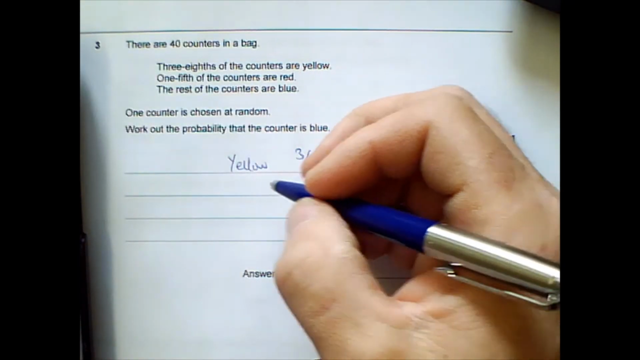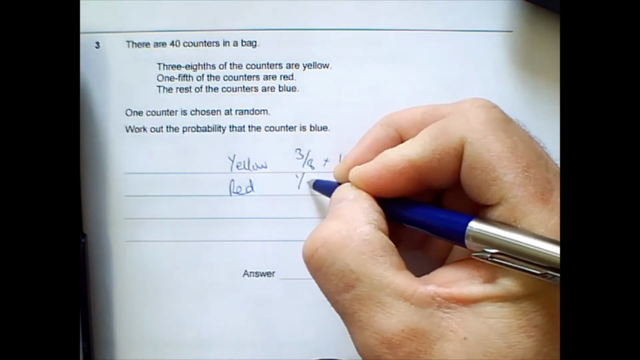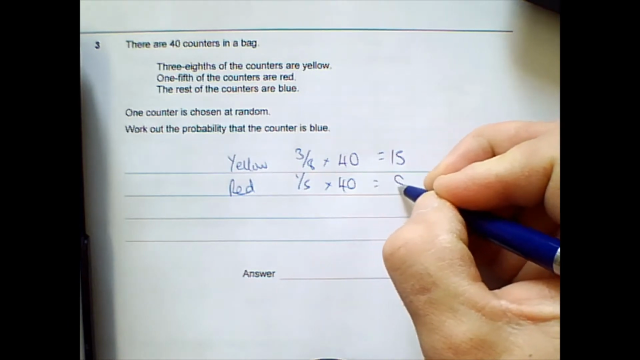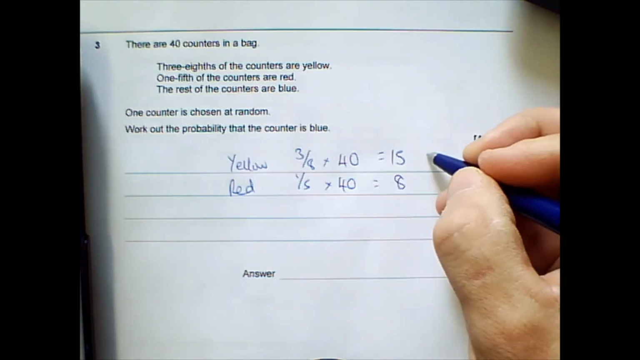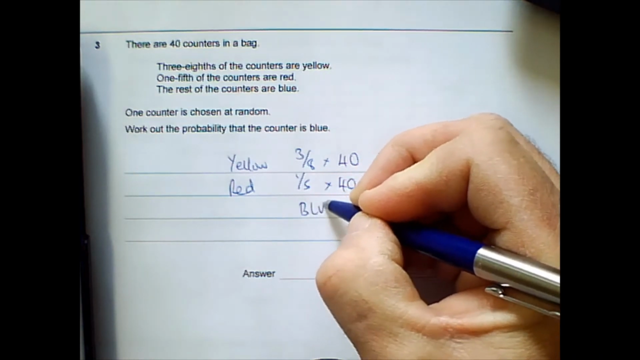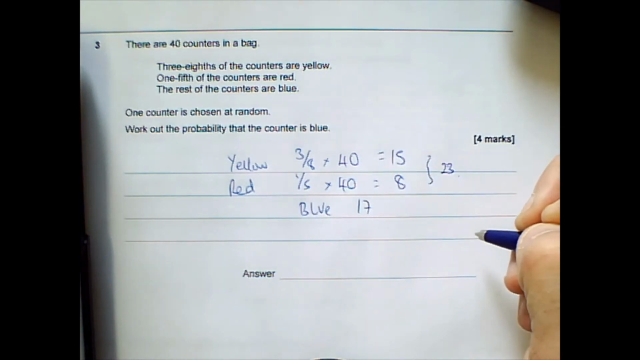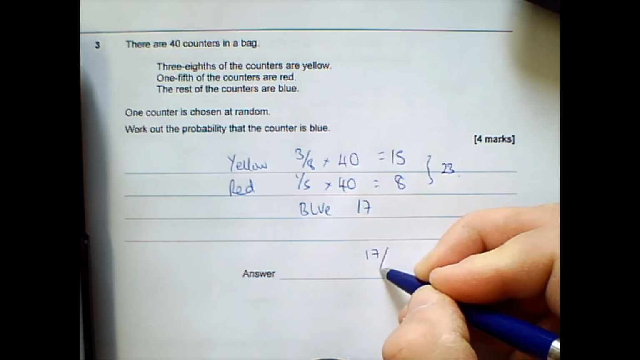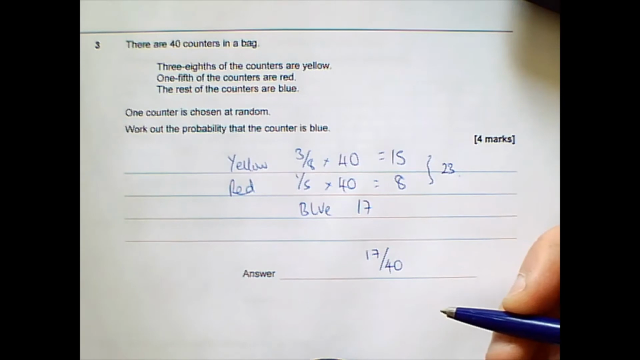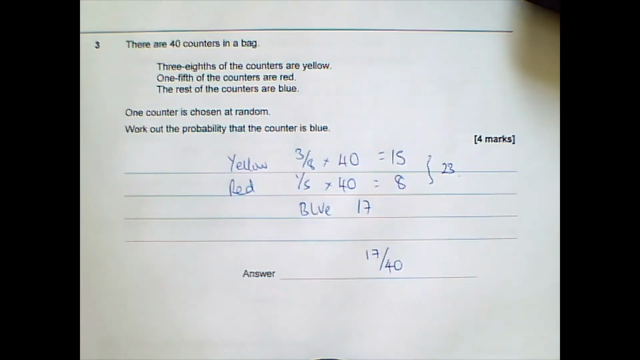I can do the same with red. So I've got 1/5 times 40. So again, using my calculator, 1/5 times 40 means there's 8 of those, and the rest are blue. So if I add these together, I get 23, which means that there are 17 blue counters. What's the probability that one counter picked at random is blue? It's 17 over 40. Now there are other ways of doing that, by adding these two fractions together and then doing one take away the answer. You'd still get 17 out of 40.